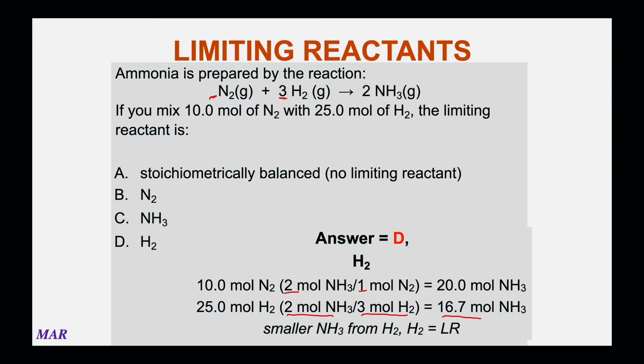The smaller product is going to be the answer. And 16.7 is smaller than 20. And because 16.7 came from the H2, that means the H2 here is the limiting reactant. We're going to see that 16.7 is the theoretical yield of ammonia in this example. But that's not important right now. What is important is just recognizing what the limiting reactant is.